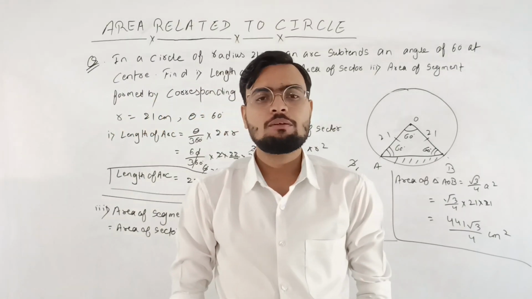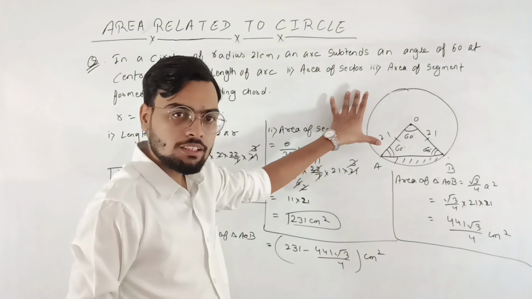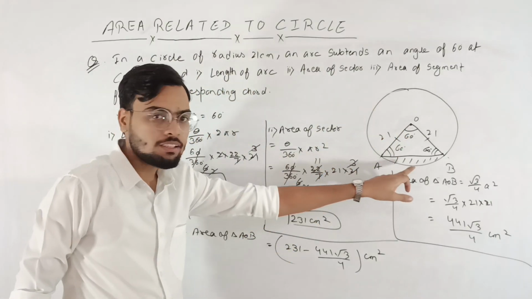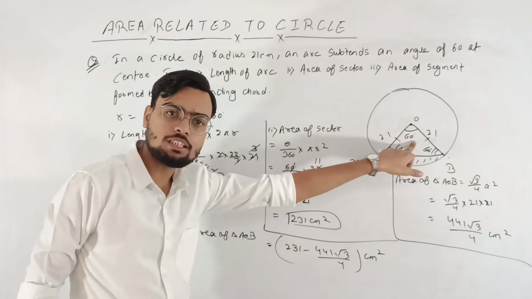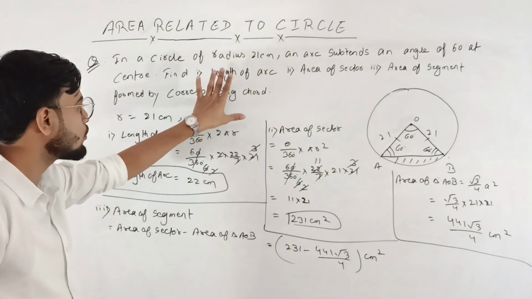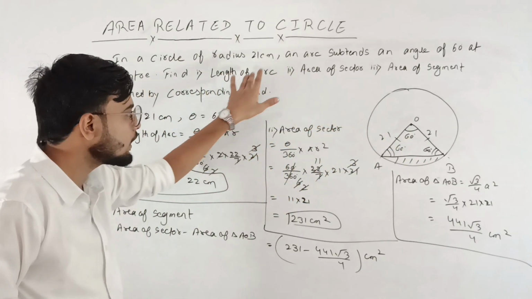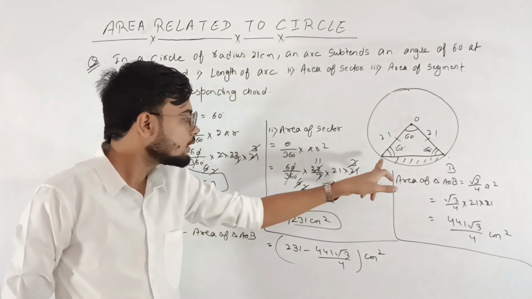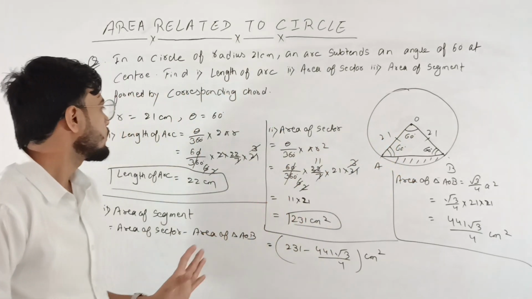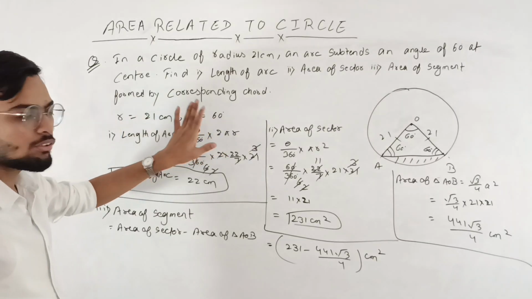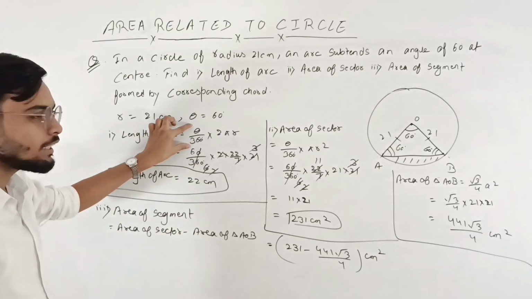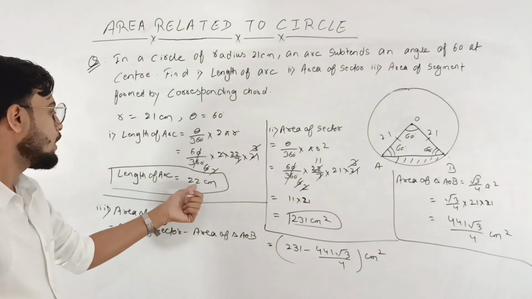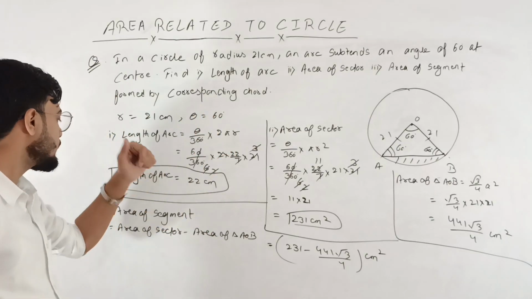Understood? Let's see one more time. The question said there is a circle with radius 21 centimeter, and the angle subtended by this arc at the center is 60 degree. We have to find the area of sector, length of arc, then area of segment formed by the corresponding chord, meaning this chord. First I write what is given, radius and theta. Now length of arc is theta upon 360 degree into 2 pi r. Putting the values, I get 22 centimeter. This is the length of the arc.